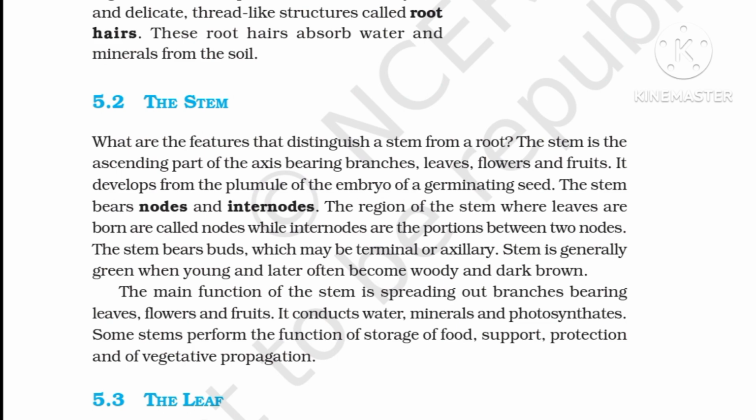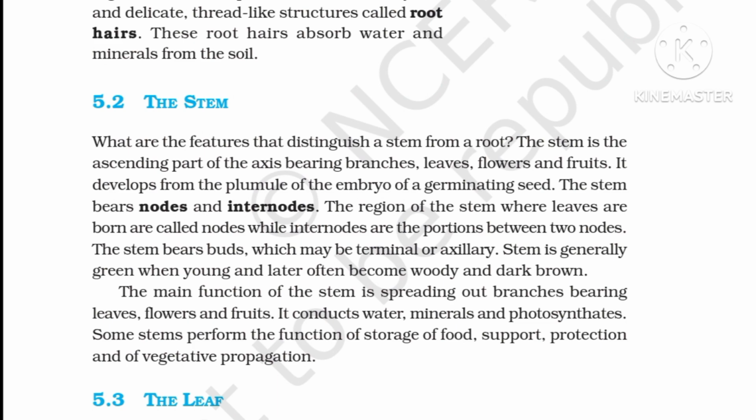The stem. What are the features that distinguish a stem from a root? The stem is the ascending part of the axis bearing branches, leaves, flowers, and fruits. It develops from the plumule of the embryo of a germinating seed. The stem bears nodes and internodes. The region of the stem where leaves are borne is called the nodes, while internodes are the portions between two nodes. The stem bears buds, which may be terminal or axillary.